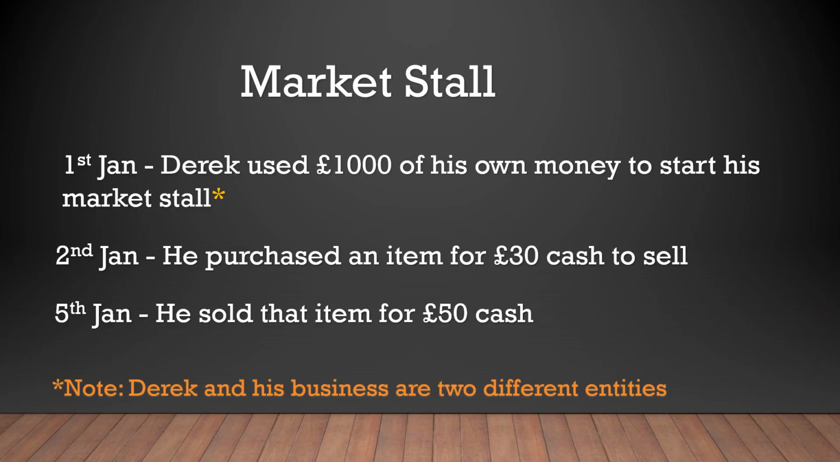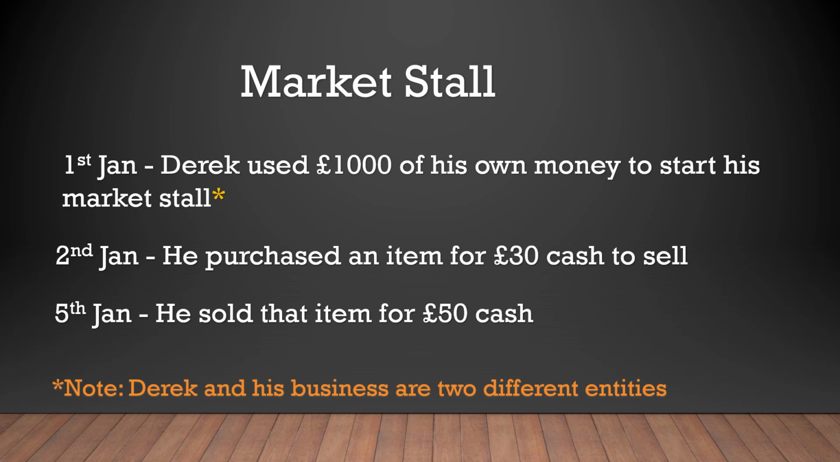Okay, in order to use this example, we're going to start with a few simple transactions. On the 1st of January, Derek uses £1,000 of his own money to start his business. On the 2nd of January, he purchases an item for £30 cash in order to sell to a customer. On the 5th of January, he sold that same item for £50 cash. So that's the few basic transactions we're going to start with, just to show you exactly how they'd be accounted for.